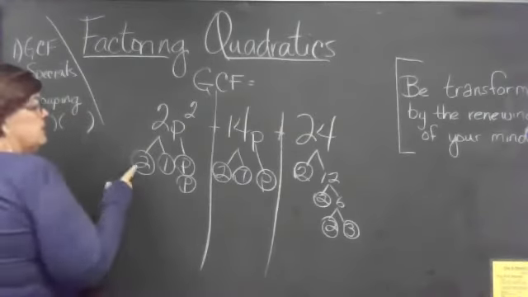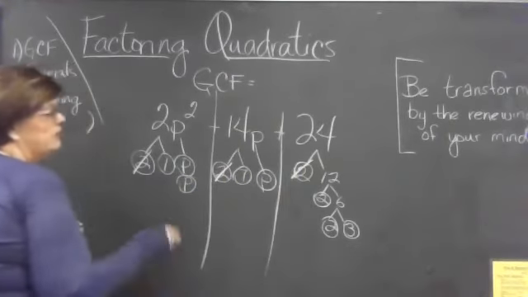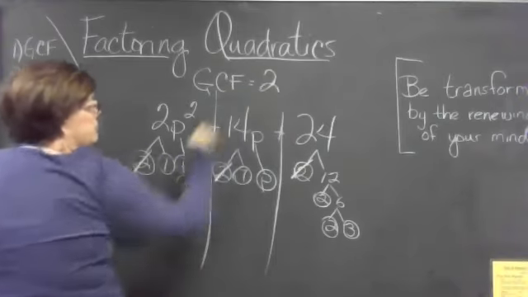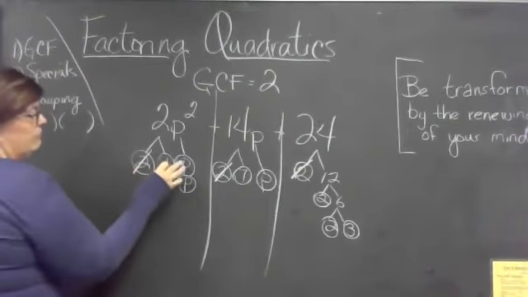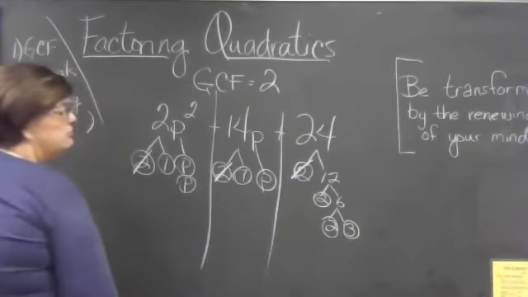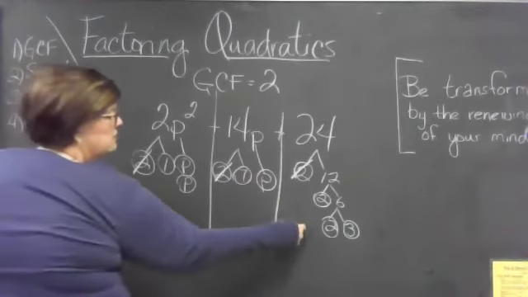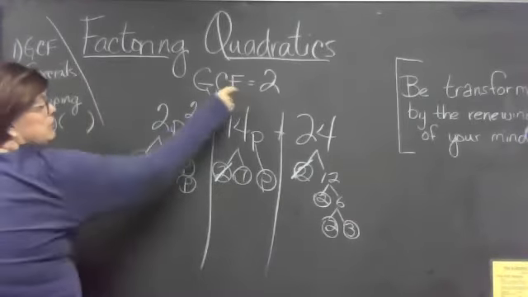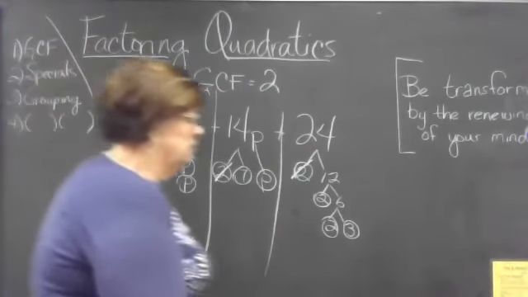So to show you what I mean, here's a 2 and a 2 and a 2. The number has to be in all 3 places. And so I have a 2. Of course, the 1 is always going to be there. I have a P and a P, but there's not 1 here, so I can't use the P. I have a 7 here, but no 7s here. I have a 3 here and no 3s here. So the greatest common factor in this problem itself is simply 2.